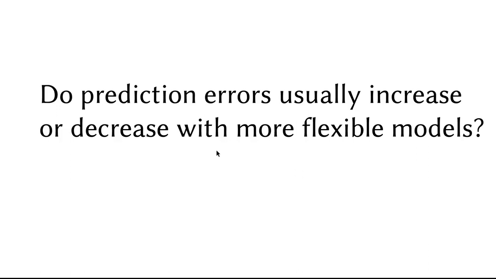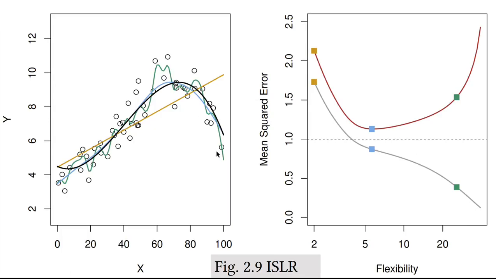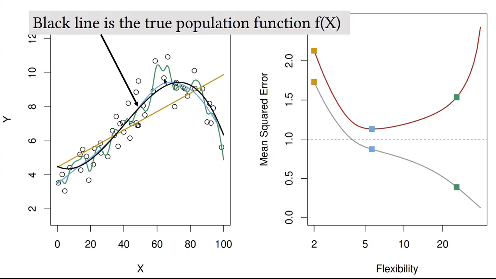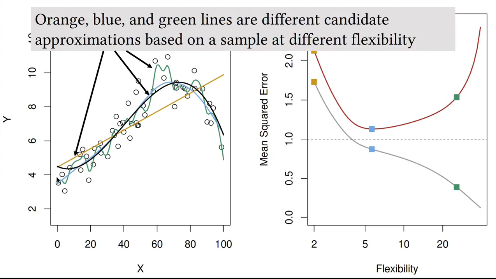So, do prediction errors usually increase or decrease with more flexible models? Now, this is the figure taken from the book, An Introduction to Statistical Learning, which is recommended for this course. And as you can see here, the black line represents the true population function. So this captures the true data generating process. And these different colored lines, orange, blue, and green, are all candidate approximations based on a sample at different flexibility levels.